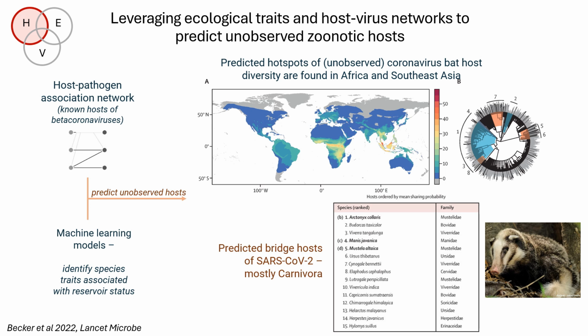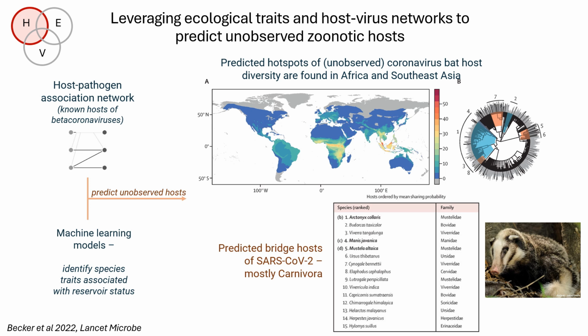And so what these sorts of studies will do is they will take a known network of host pathogen associations. So the nodes will be hosts and pathogens with links denoting whether they've been detected in association with each other. Then we use the traits of those hosts, combine those with machine learning models, and then identify those traits that are associated with reservoir status and use those to predict those species that might be most likely to be hosts.